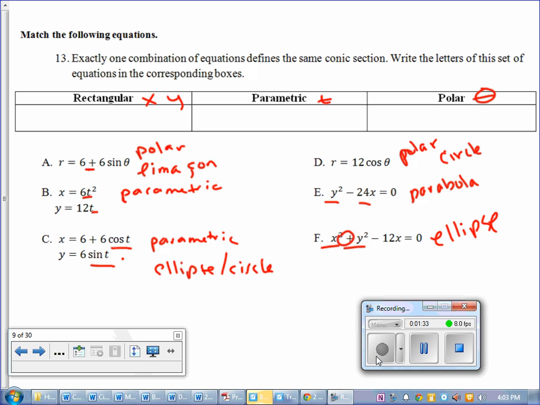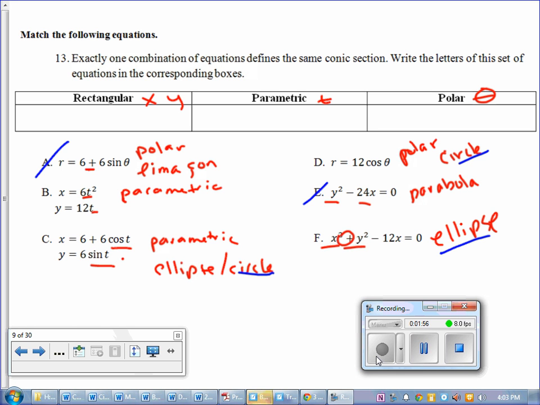So right now I can tell what the 3 equations are, because there's only 3 equations that have the same shape. There's no other limacon, so I can't use A. And there's no other parabola, so I can't use E. So I'm pretty sure that I'm working with a circle, because a circle is just a type of ellipse. But let's double check this.